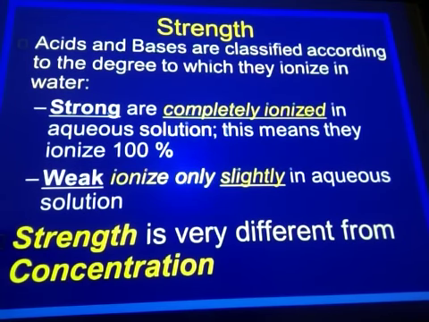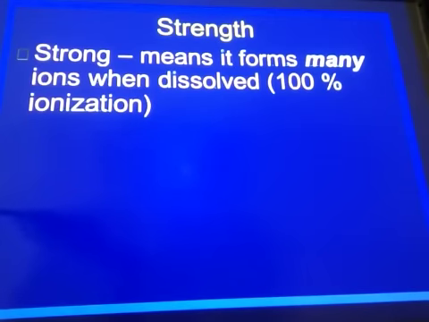Now, one thing that I want to make sure that we understand is that strength is very different from concentration, because strength is dependent on how many ions are present, meaning how many ions am I creating whenever these compounds are dissociating. But concentration depends on moles. How many moles do I have? We're going to talk a little bit more about that, but I just really want to point that out. Strength is very different from concentration. Okay, so again, strong means that it forms many ions. It has 100% ionization, meaning that it will dissociate completely into ions.